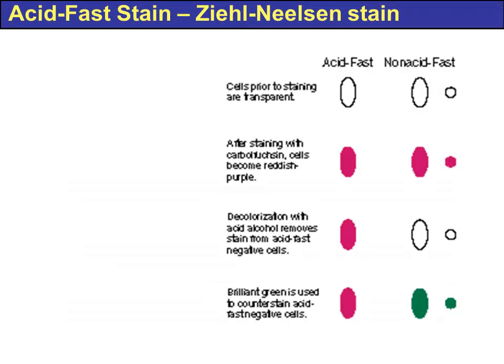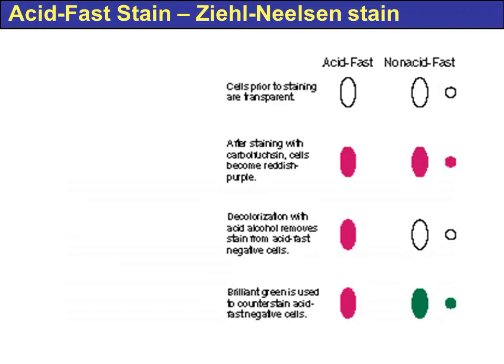The next differential stain we will talk about is acid-fast. It is also called Ziehl-Neelsen stain. So first, both cells are colorless. You're going to stain with a stain called carbolfuchsin. This is going to stain all cells red.